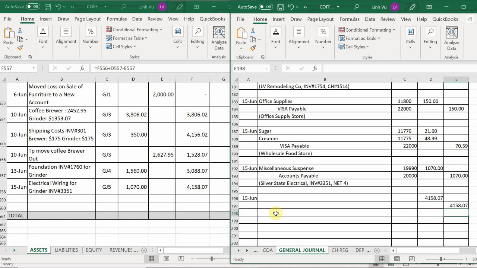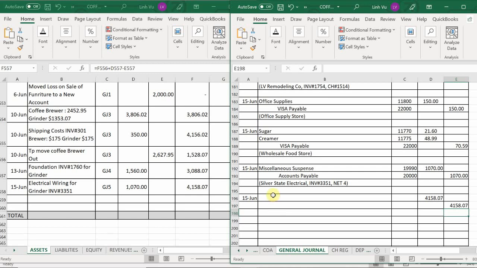1,500. Now I got the coffee grinder. Because we had to add a foundation and we added electrical work, my grand total for my coffee grinder is $4,158.07. Yeah, you're right. Sorry, I missed it. No worries. So we have the coffee grinder.